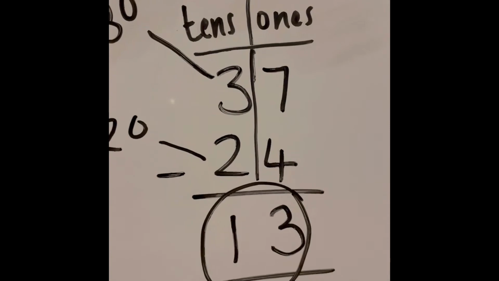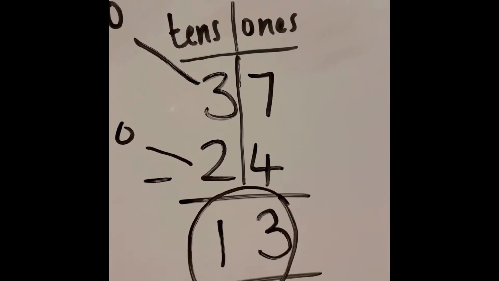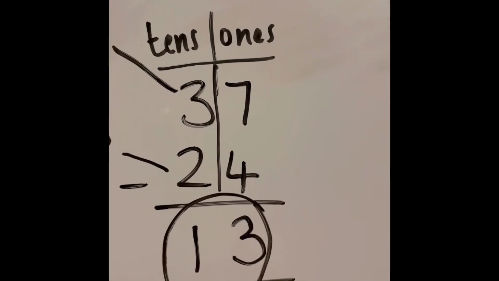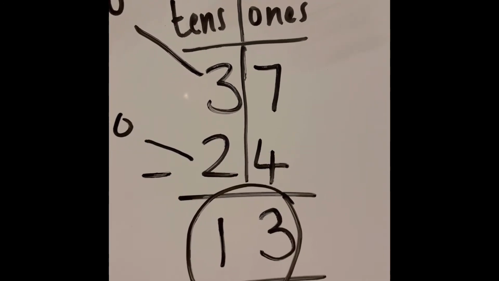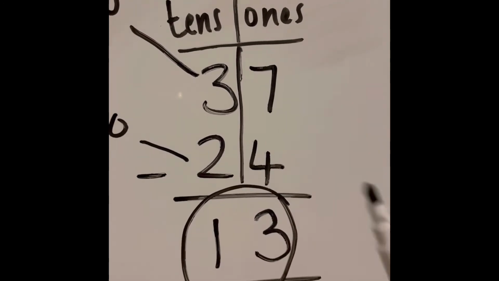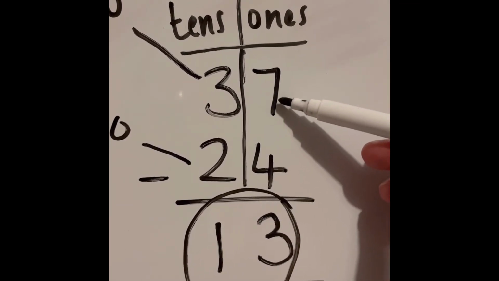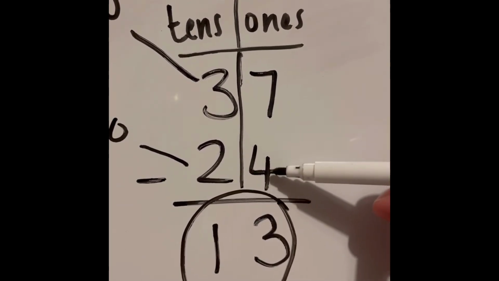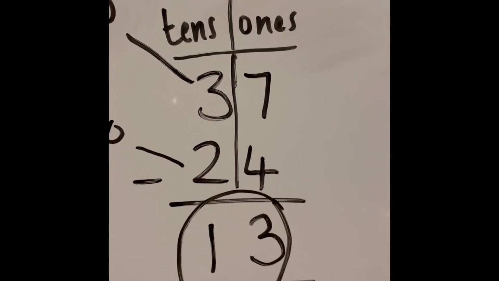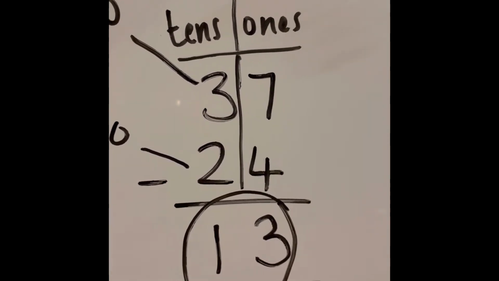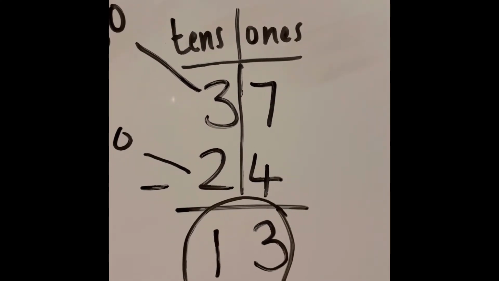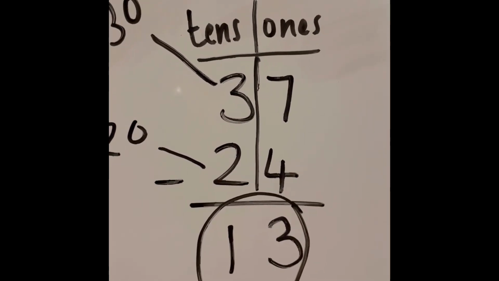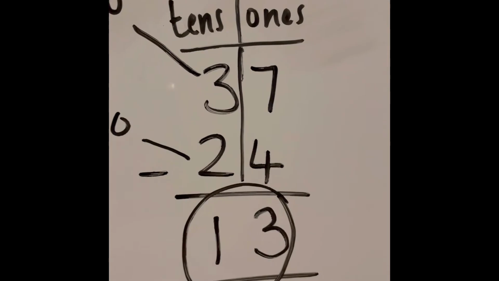So I'm going to show you a couple more just so you can see again how we use the column method and how that works. And once you've got the hang of it, it's actually a really easy method to use, but when this number is bigger than this number, it becomes a little bit trickier and we have to do something called regrouping the tens. So we're not going to do that in today's lesson because it's a little bit challenging, but we will come back to that next week.